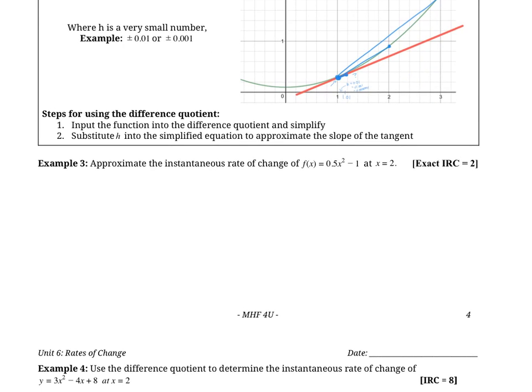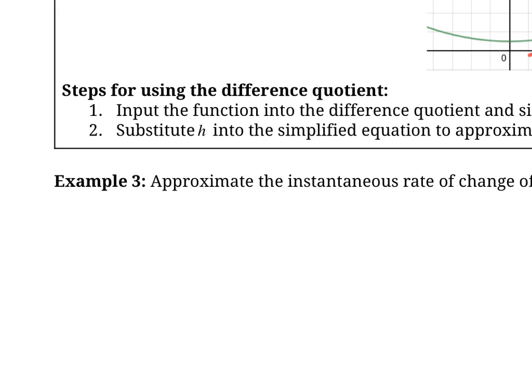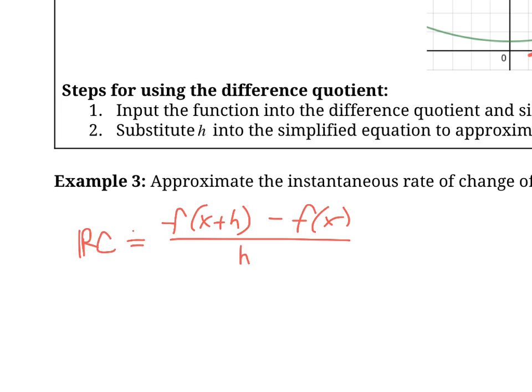So let's see what this looks like in practice. Let's do an actual problem. Okay, so we're asked in example 3 to approximate the instantaneous rate of change for that function at x equals 2. So our first step is to apply the difference quotient. Whenever we want to find the instantaneous rate of change, we can apply the difference quotient. So I'm just going to write out the formula. I'm going to put IRC, instantaneous rate of change, is approximately equal to f at x plus h minus f at x, all over h.